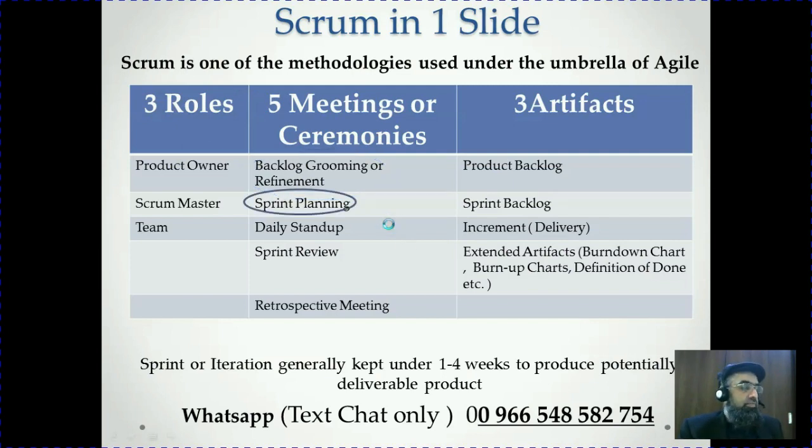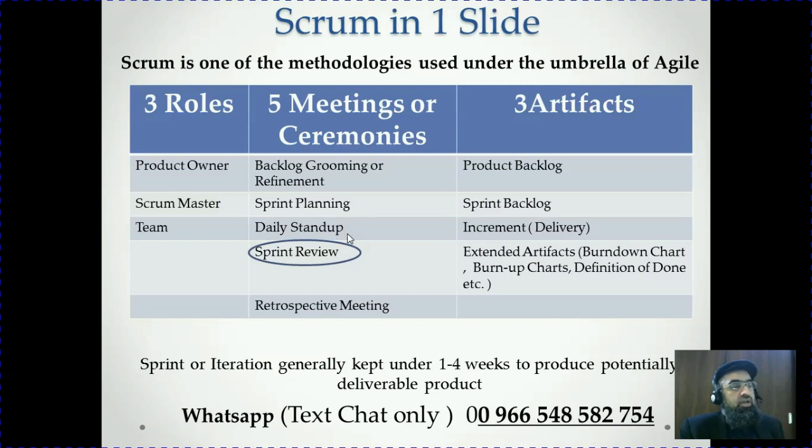Then we have sprint planning. Sprint planning is the meeting in which we review the backlog and choose which items we will be able to deliver in this sprint depending upon our capacity, which is called team velocity. According to our velocity, how much we can deliver is selected from the backlog and moved into the sprint backlog. Then we start the sprint, let's say for 2 weeks, and every day we meet at a stand-up meeting in which we discuss what we did yesterday, what we will do today, and any problems we are facing. That is the purpose of the daily stand-up meeting, and mostly it is for 15 minutes only.